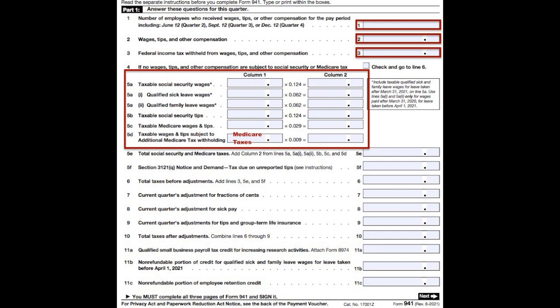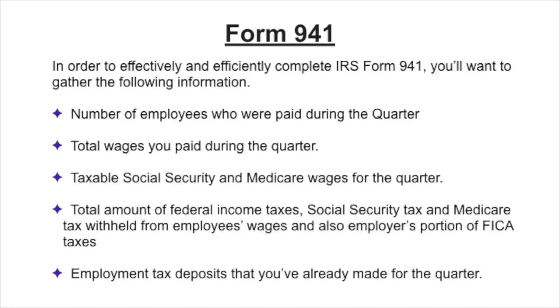In order to effectively and efficiently complete the Form 941, you will need to gather the following information: number of employees who were paid during the quarter, total wages paid during the quarter, taxable Social Security and Medicare wages for the quarter, and then total amount of federal income tax, Social Security and Medicare tax withheld from employees' wages, and also employer's portion of FICA. Then you also need to know the total tax deposits you have made so far for the quarter.